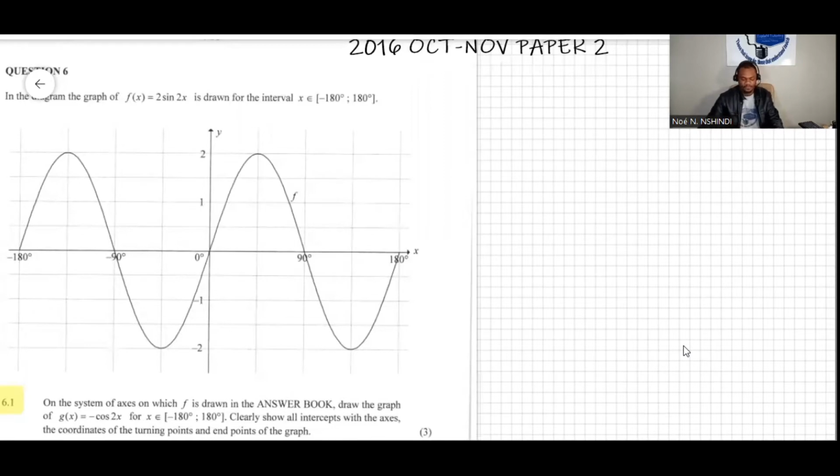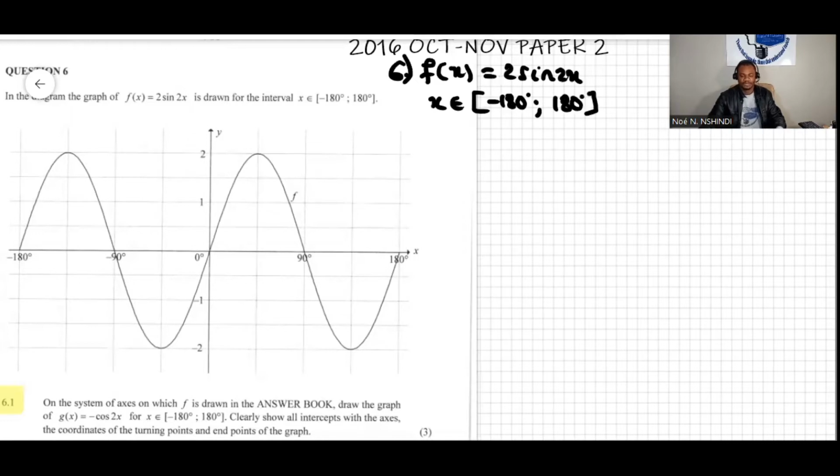First I'm going to read the question here, question 6. We have f(x) = 2 sin 2x, and x is an element of the interval -180 degrees to 180 degrees. Now, question 6.1, we have g(x) = -cos 2x, and they want us to draw the graph. It is important before drawing the graph to first find the intercepts.